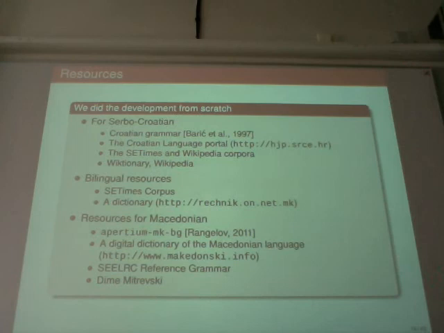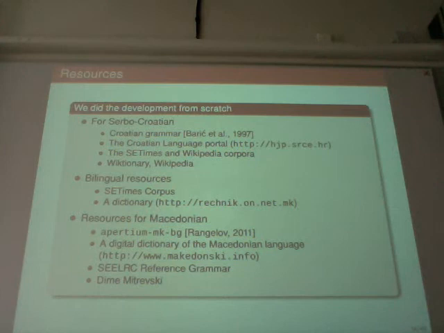So we did the development of the morphological analyzer from scratch. We used the following resources. We used the Croatian grammar and the Croatian language portal, which has very nice and detailed definitions of words and inflection paradigms. We used the SETimes and Wikipedia corpora, and of course we used dictionaries and Wikipedia.